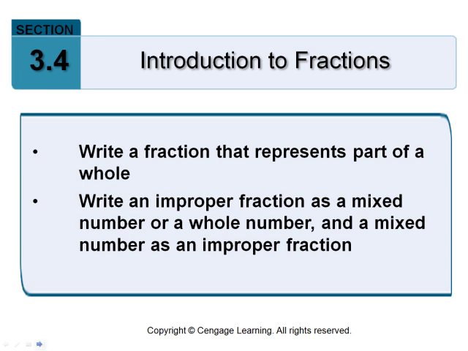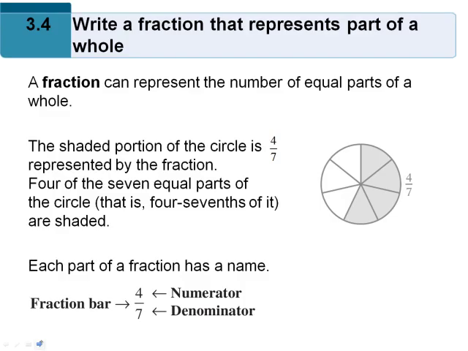So let's get started. A fraction represents the number of equal parts of a whole. So if you look at the circle to the right here, it's cut into 7 pieces, and 4 of those pieces are shaded. So that part of the circle is represented by 4/7. That's the fraction for that circle that's shaded.